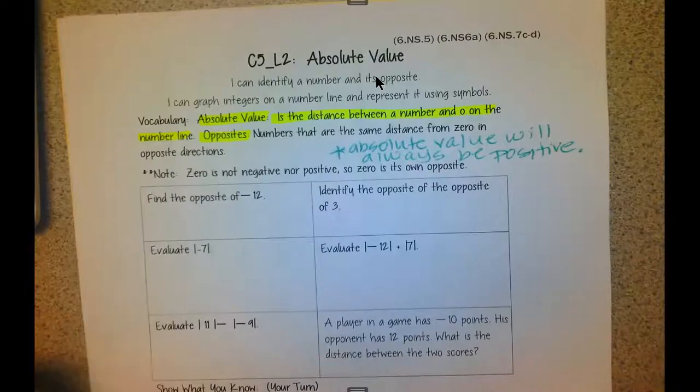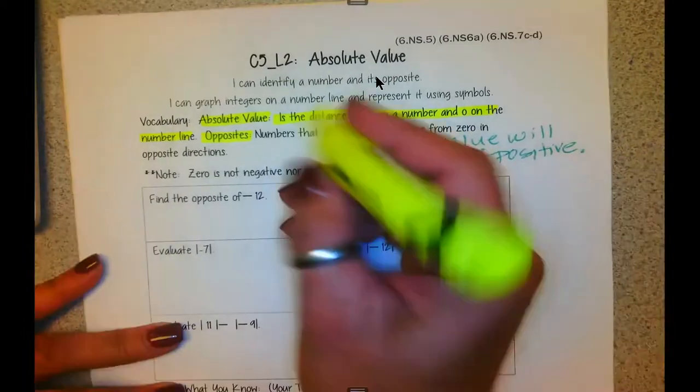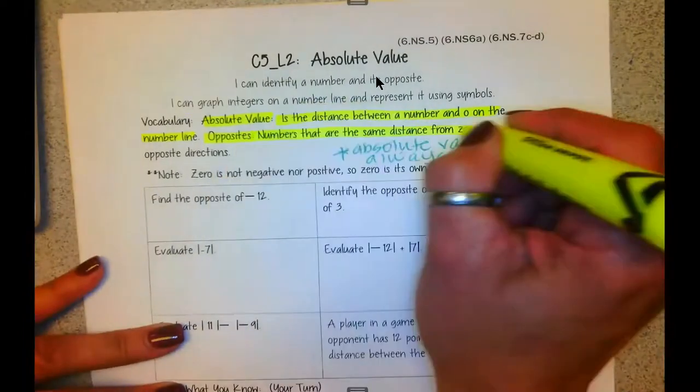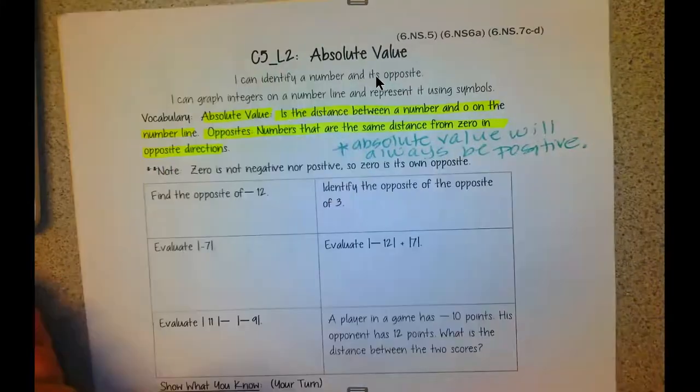Next, opposites, they're numbers that are the same distance from 0 in opposite directions. So with opposites, I can have negative numbers. I can also have positive numbers, but I can have negative numbers.